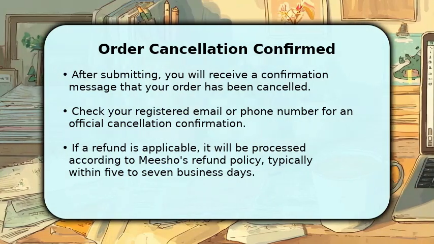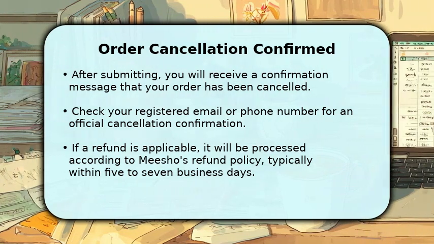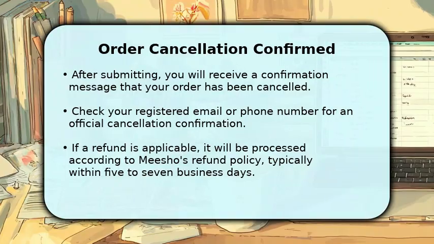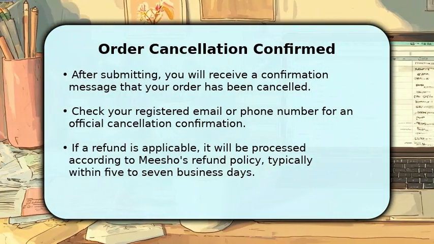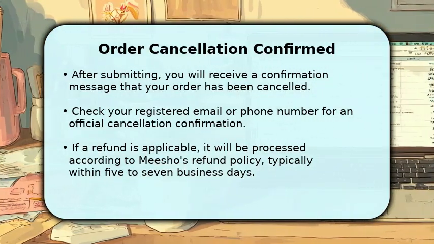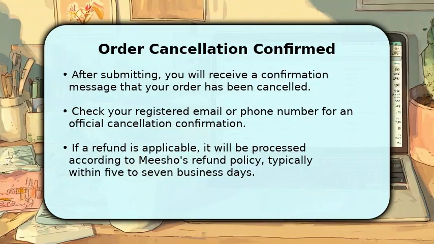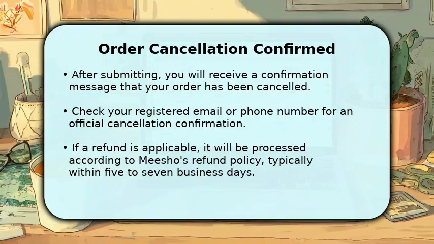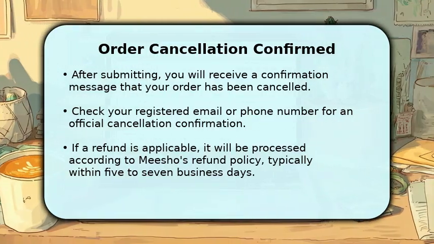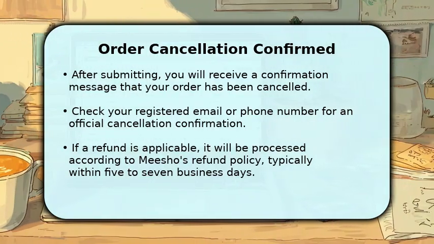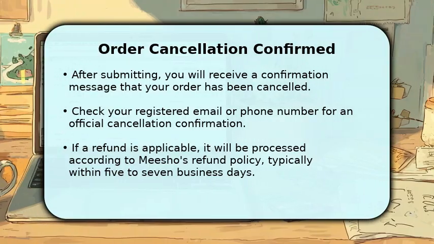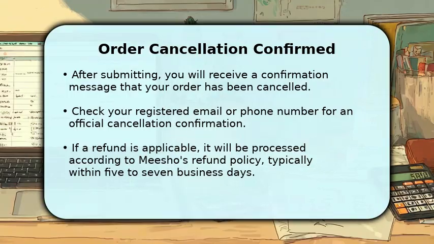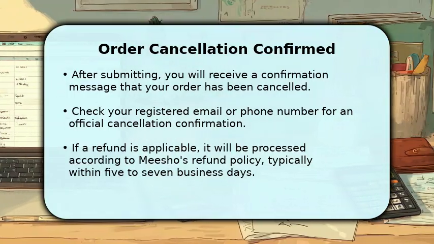After successfully submitting your cancellation request, you will receive an immediate confirmation message indicating that your order has been canceled. For your records, it's a good idea to check your registered email or phone number for an official cancellation confirmation. If a refund is applicable for your canceled order, it will be processed according to Meesho's refund policy, typically within 5 to 7 business days. This ensures a smooth and complete resolution to your order management.